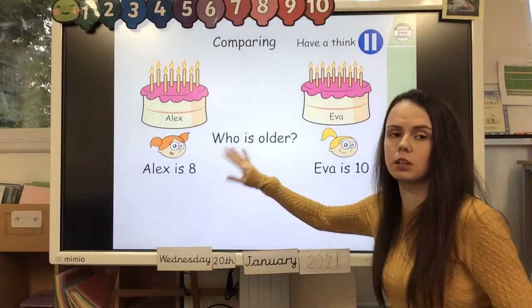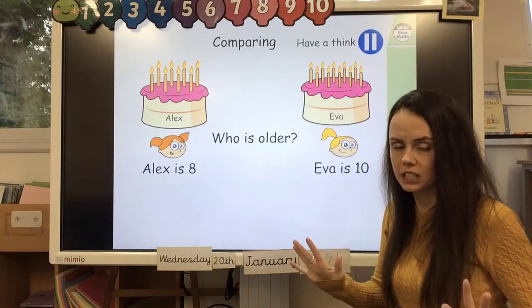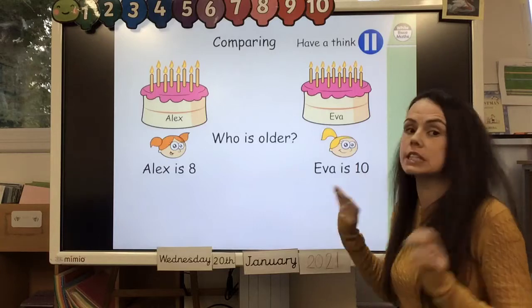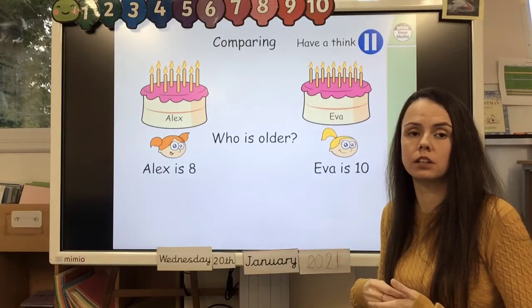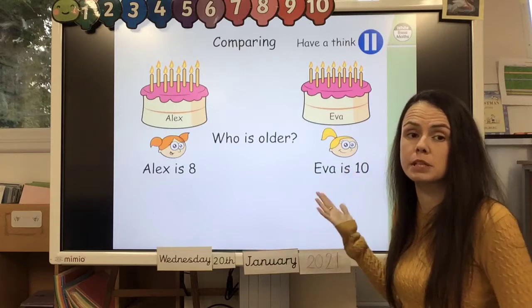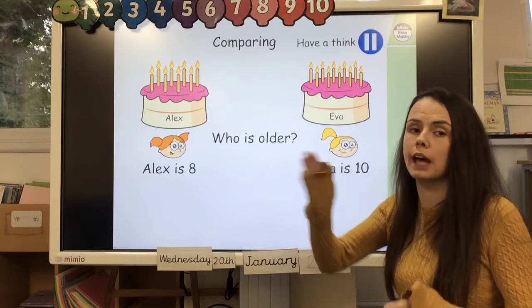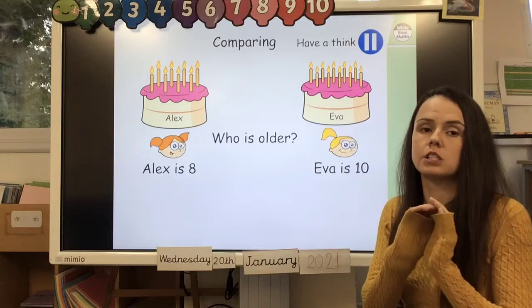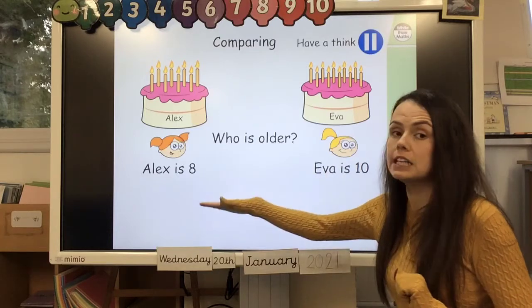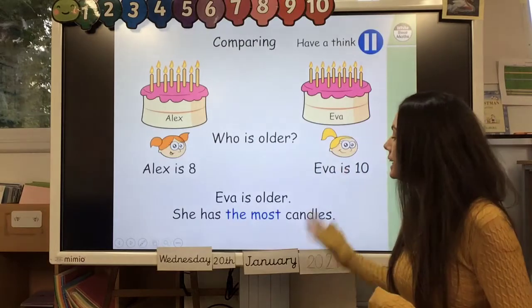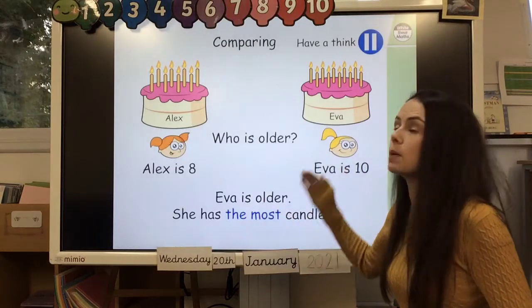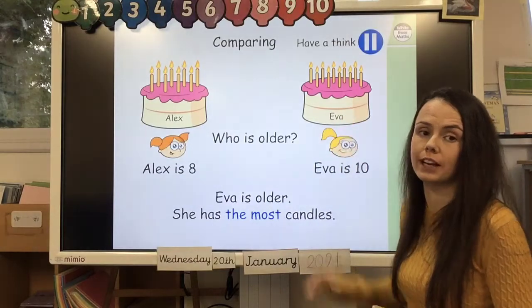Well, if Alex has only got 8, that means she's only 8. And Eva's got 10, which means she is 10. So which number is bigger? Yeah, 10. So Eva must be older because the older you get, the bigger your birthday number is. So if Alex is only 8, Eva is 10, Eva's got the bigger number, therefore Eva is older as she has the most amount of candles on her cake.